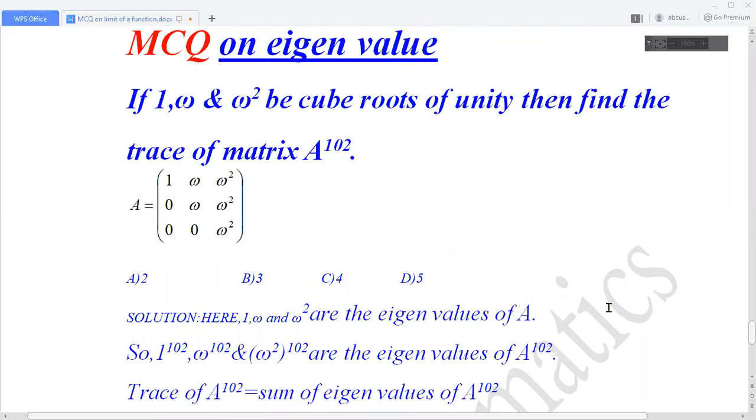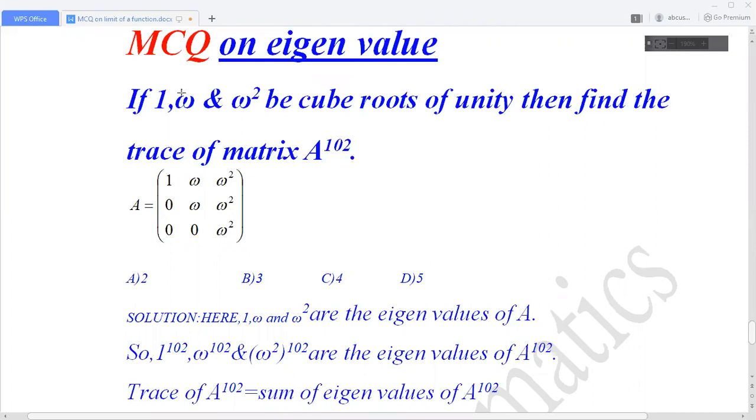Today in this video I am going to solve a multiple choice question related with eigenvalues. Please watch this video till the end so that you will be very clear about how to quickly solve multiple choice questions related with eigenvalues. Okay, first of all let me read the question.